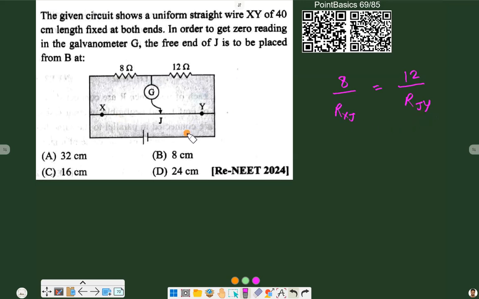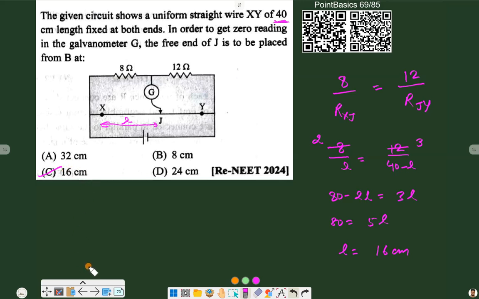Now as this wire is uniform, its resistance will be proportional to its length. So we just write length here. So 8 by, suppose this is L, is equal to 12 by, normally we have a wire of length 100 centimeter, but this is only up to 40 centimeters, so 40 minus L. This will go 2 on 3, cross multiplying 80 minus 2L is equal to 3L. So 80 is equal to 5L and L is equal to 16 centimeter. That is option C. Moving to the next one.